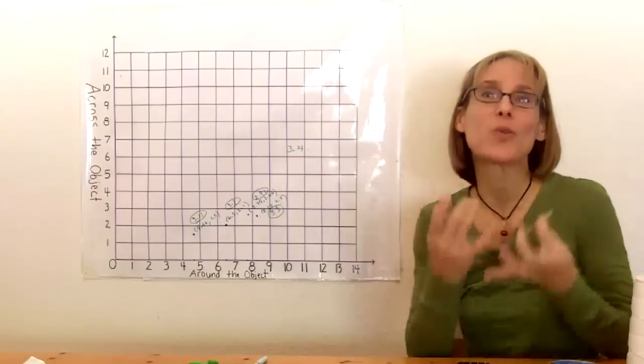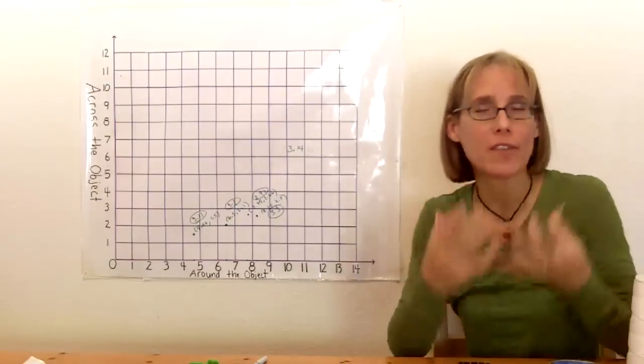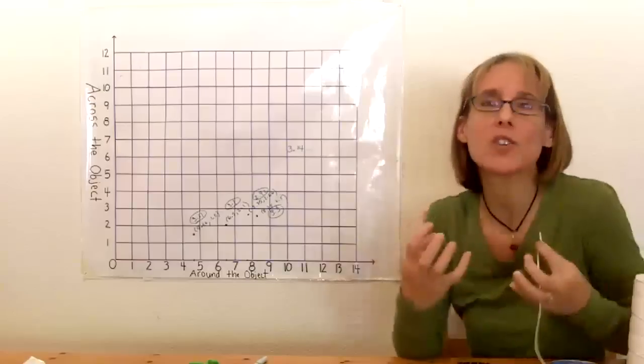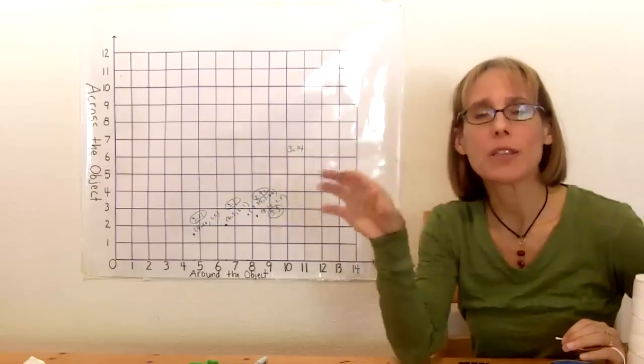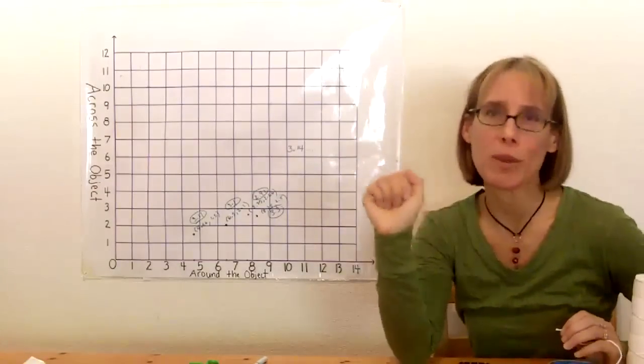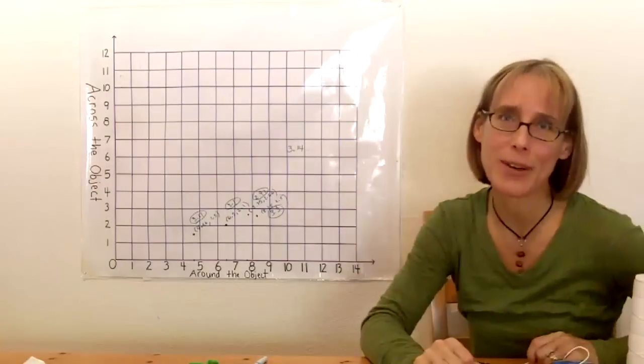So now you've done this great activity where kids have gotten physically involved in understanding the relationship between the circumference and the diameter, and where that number 3.14 comes from. So have fun.